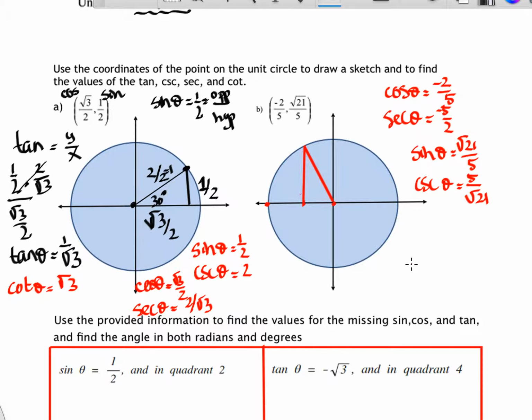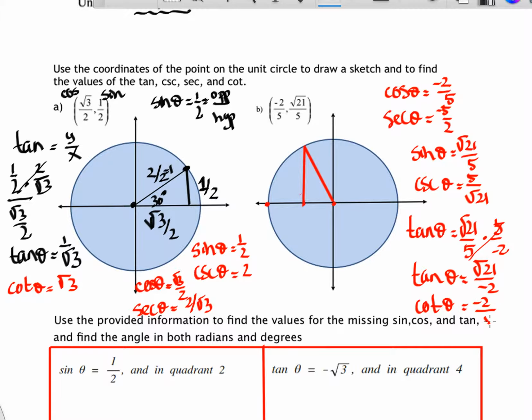So I need to do a little bit of work. I need to find out what the tangent of the angle is. Well, the tangent of the angle would be y over x. So the y value is square root of 21 over 5. And dividing by a fraction is multiplying by the reciprocal. So I'm just going to multiply right away. Those cancel. So that means that the tangent of the angle is the square root of 21 divided by a negative 2. And I can flip that then for the cotangent as a negative 2 over the square root of 21.